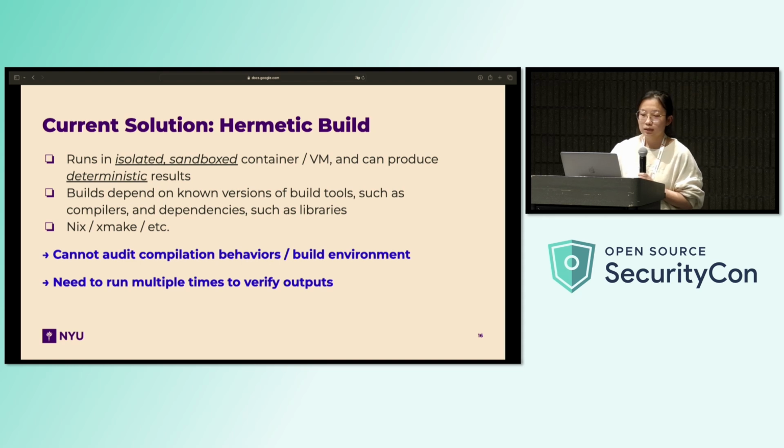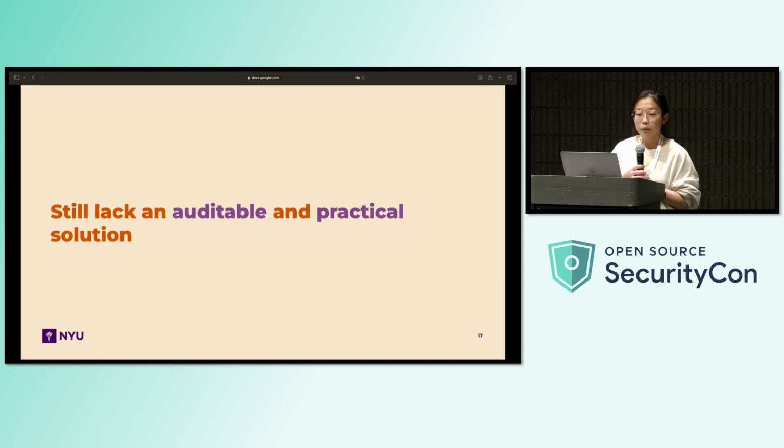Another solution is the hermetic build, which runs in isolated sandboxed containers or virtual machines and can produce deterministic results. Builds depend on known versions of build tools, such as compilers, dependencies, and libraries. But the limitation of the hermetic build is that we can't audit compilation behaviors or the build environment. We still need to run multiple times to verify the outputs. So currently, we are still lacking an auditable and practical solution.